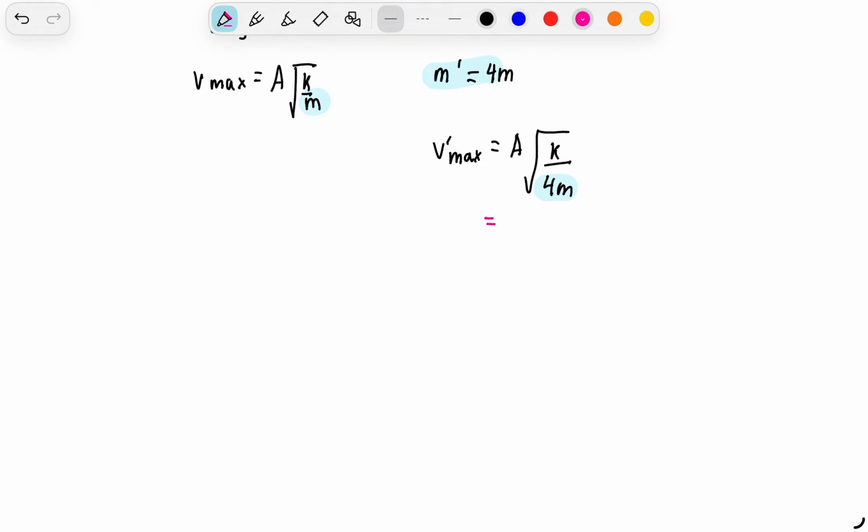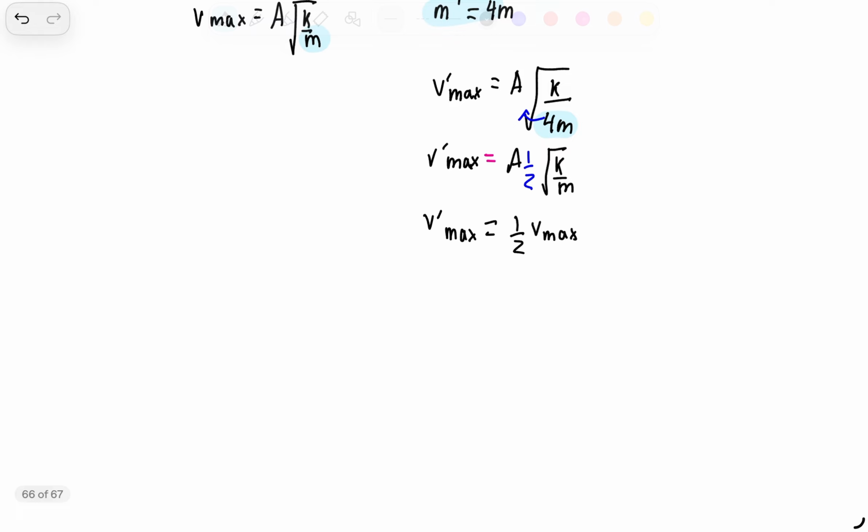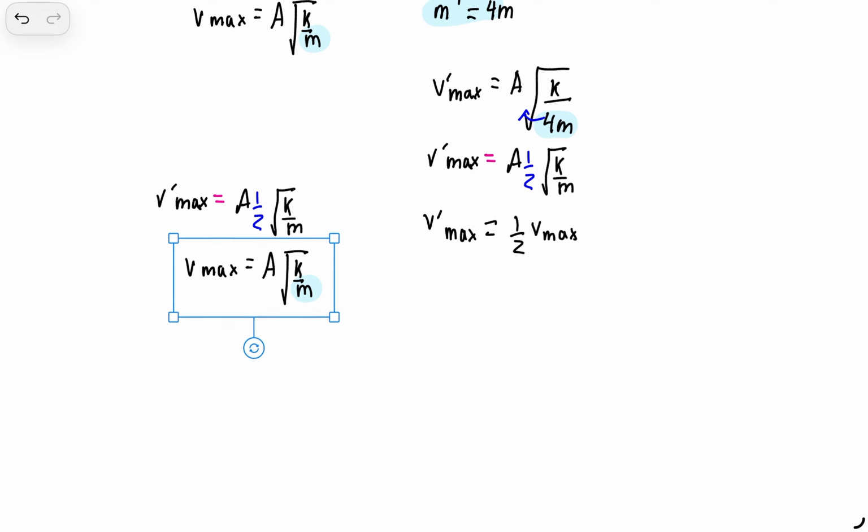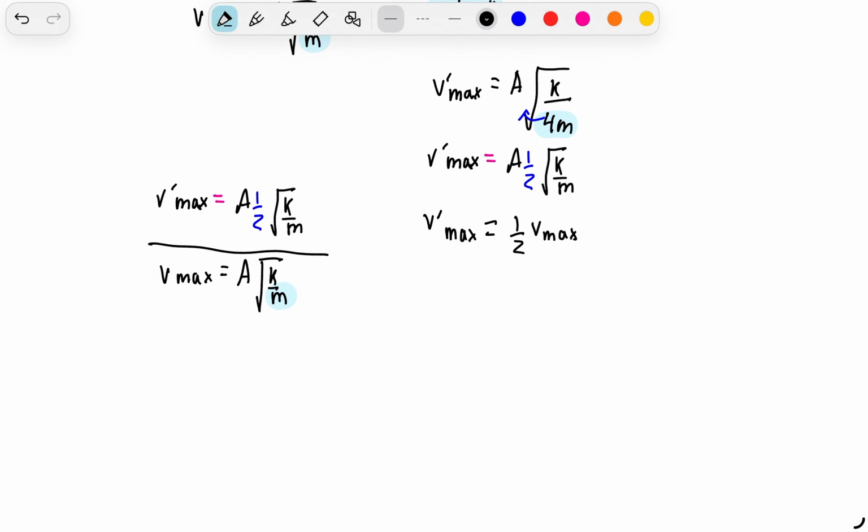So here we can see that the 4 can be taken out, and we get 1/2 times V max is equal to V prime max. The reason is that if you take the ratio of this to this, everything cancels out: a, k over m, all of that cancels except for a factor of 1/2. So that's how we can tell that a 1/2 scalar is being multiplied by the original.